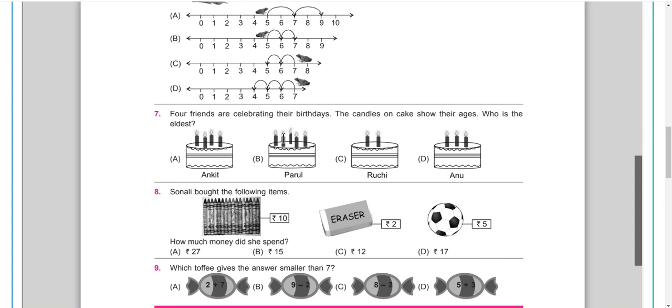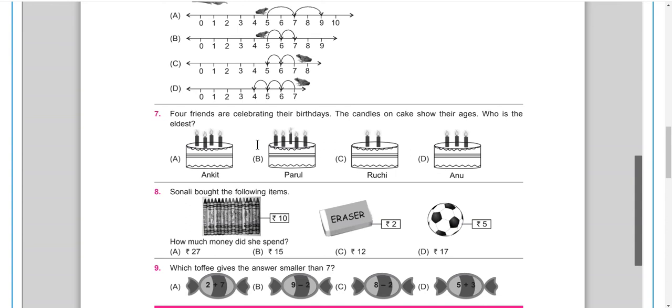Next question. 4 friends are celebrating their birthdays. The candles on the cake show their ages. Who is the eldest? First is A, B, C, D. They are telling 4 children are there. The names written are Ankit, Parul, Ruchi, Anu, and the number of candles shows their age. So who is the eldest?